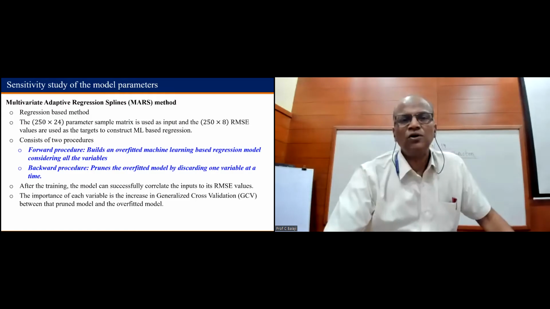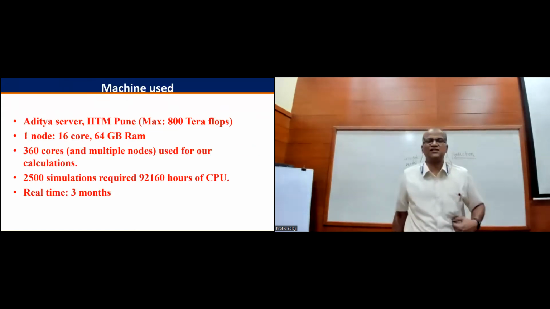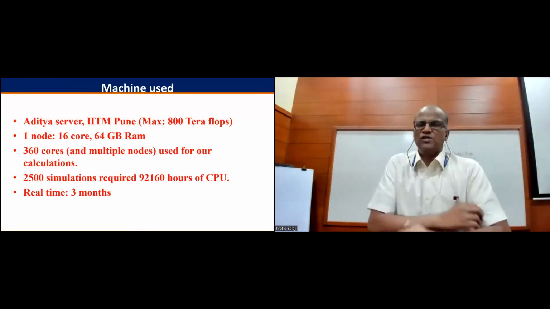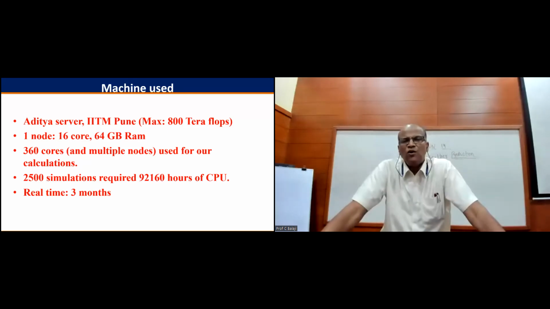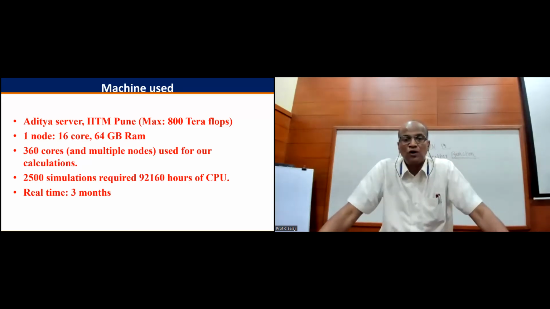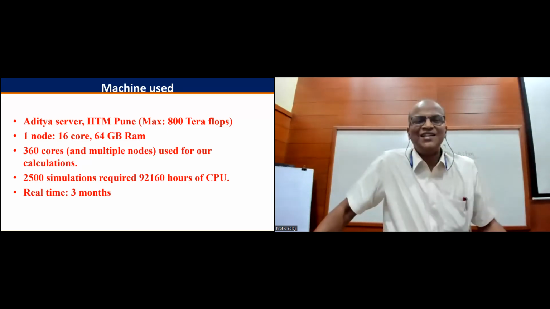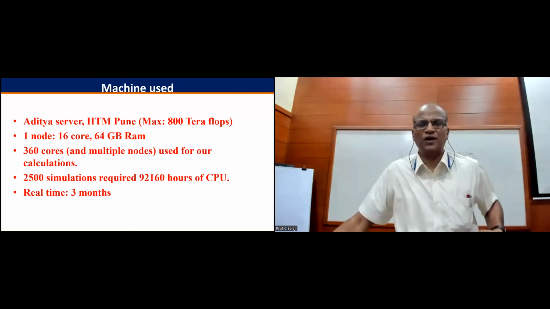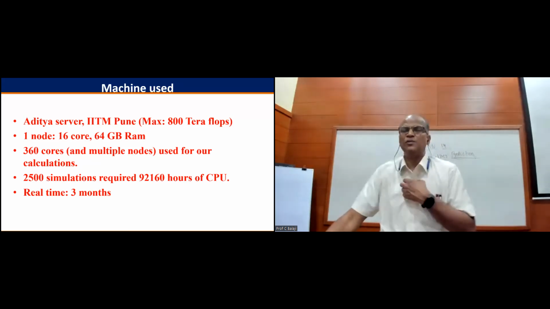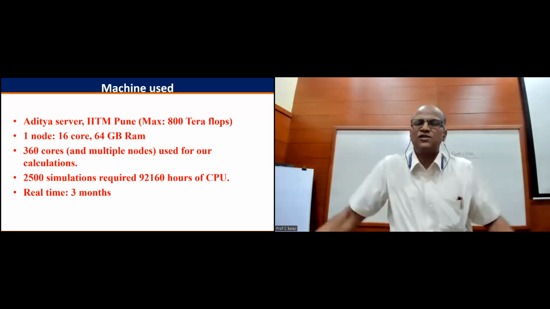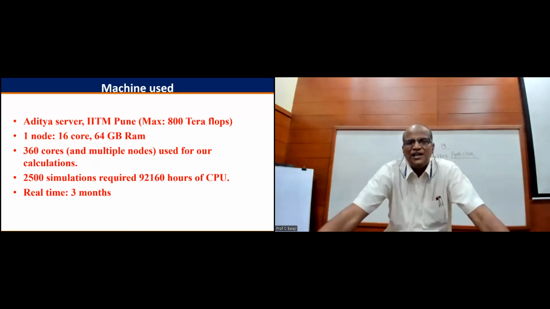So the machine used is the Aditya server in IITM Pune. Maximum is 8. It's almost nearly a 1 petaflop machine. One node is 16 cores, 64 GB RAM. 360 cores and multiple nodes were used for our calculations. So we did 2,500 simulations, which required 92,160 hours of CPU, which means a real time of 3 months.